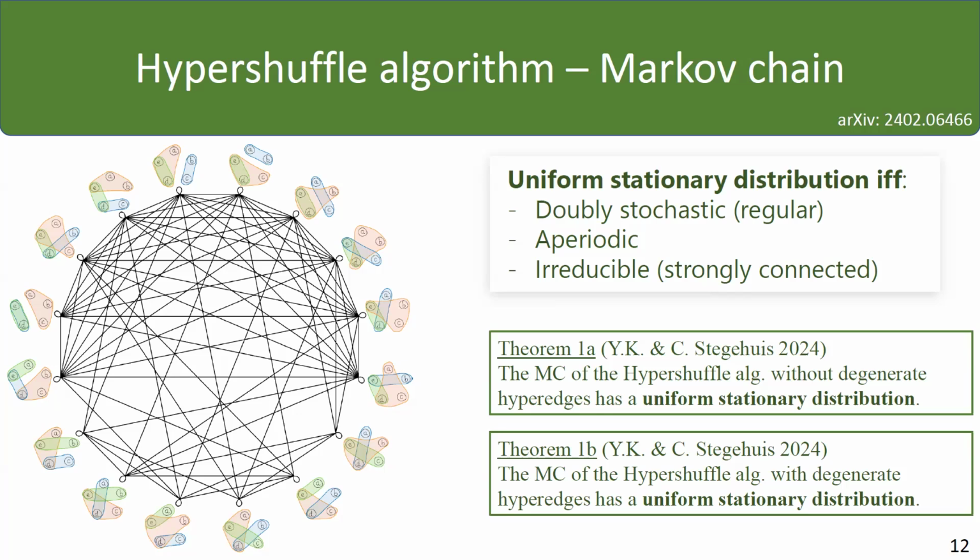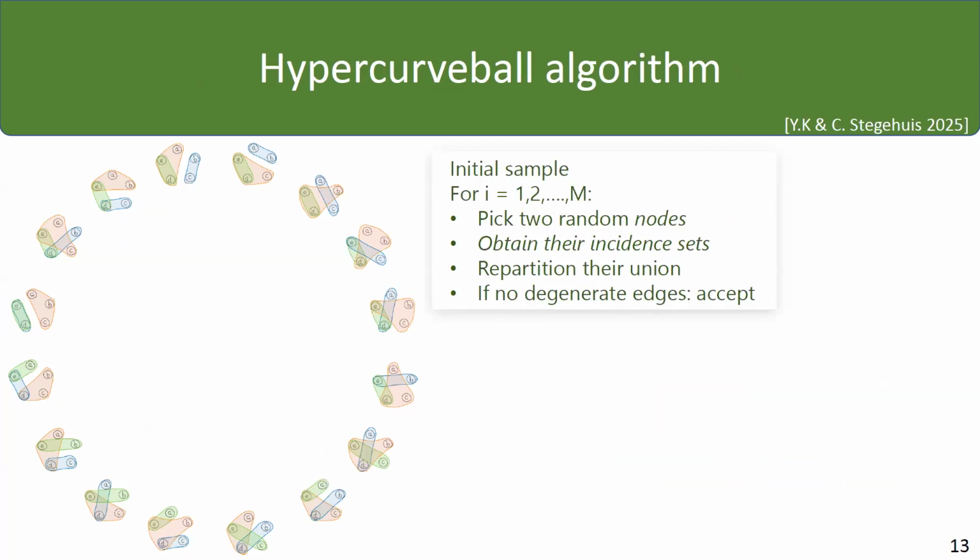All right, so this is the first algorithm that I wanted to show. I'm now going to go into a second algorithm, which is very similar. It also has an underlying Markov chain, which we will get to in a bit. But there are some small differences that I will point out. We call it the hypercurveball algorithm. It's based on the curveball algorithm for graphs, but we generalize it for hypergraphs.